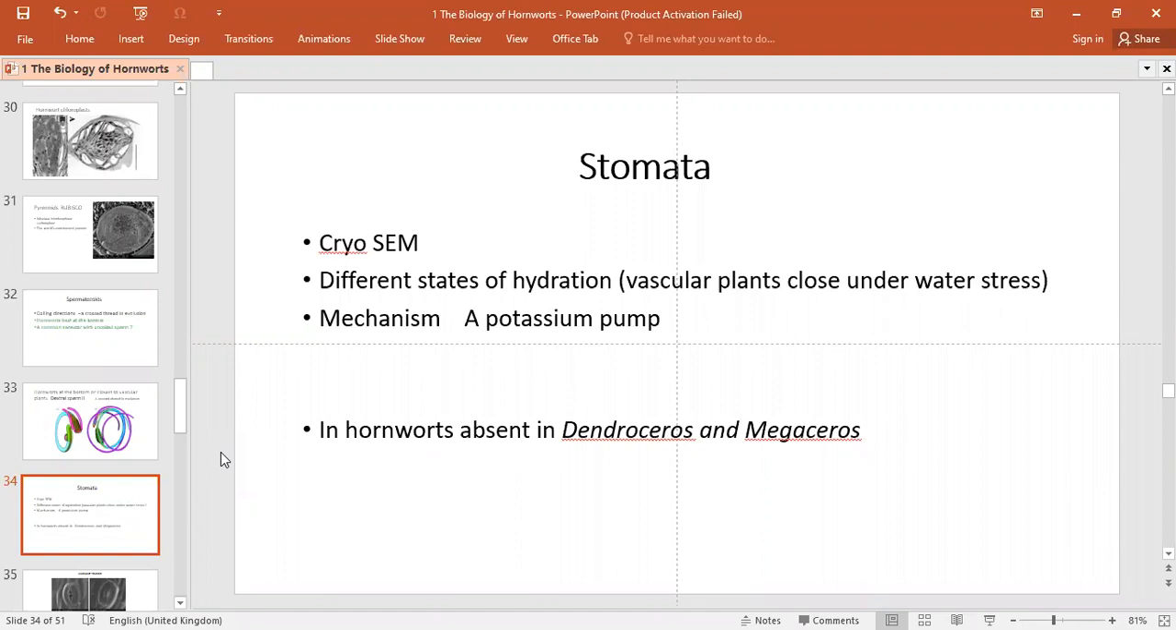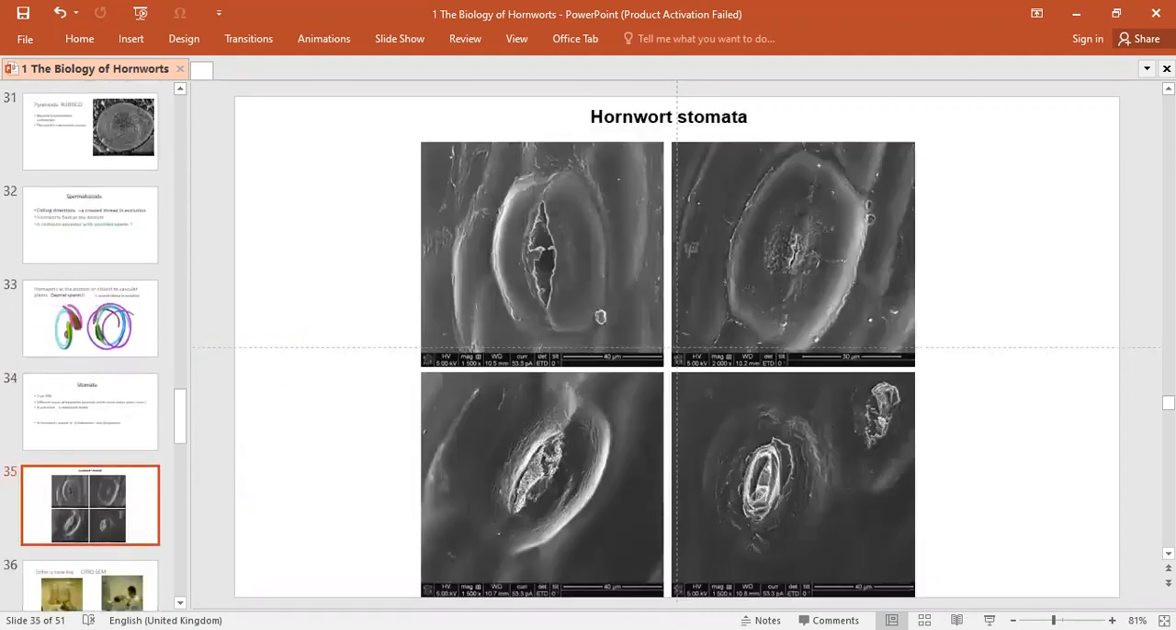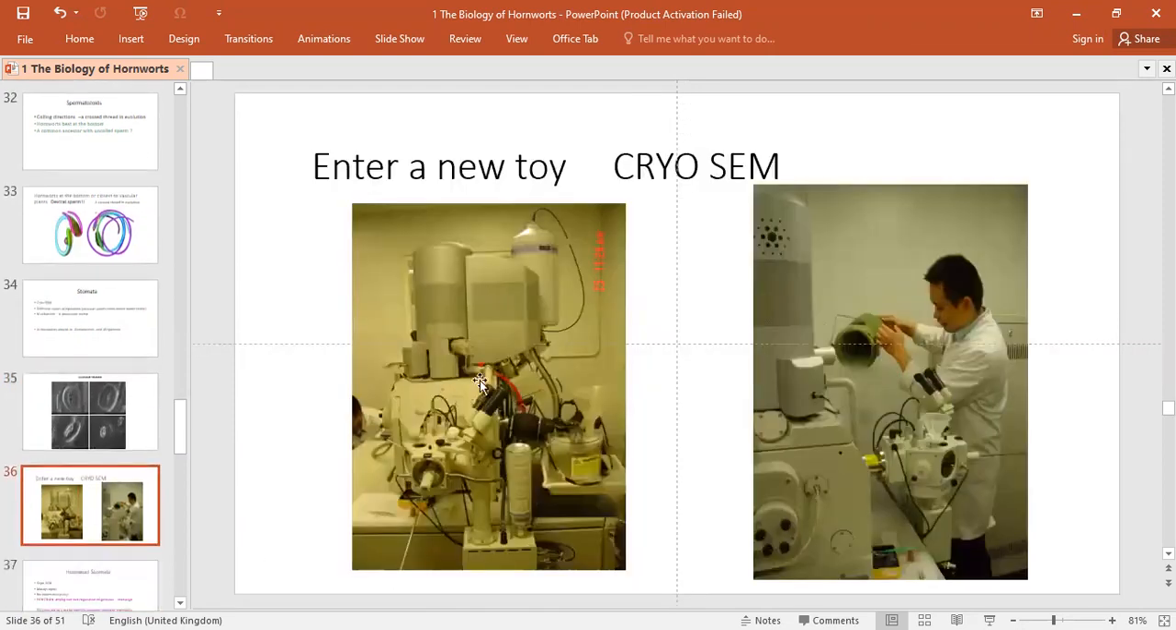What we found from looking at hornworts is that the potassium pump is absent, by doing X-ray microanalysis of stomata, and they're unaffected by different states of hydration. These are what hornwort stomata look like. They're pores, and gaseous exchange can take place through the pores. Vascular plants, these open and close. In hornworts, they're irrevocably fixed. Whatever you do to a hornwort stoma, it stays up. They're pretty bomb-proof. And we worked all this out using this new toy known as a cryo-SEM.